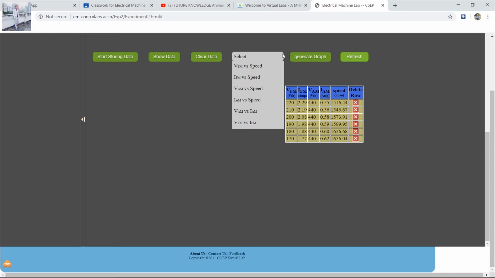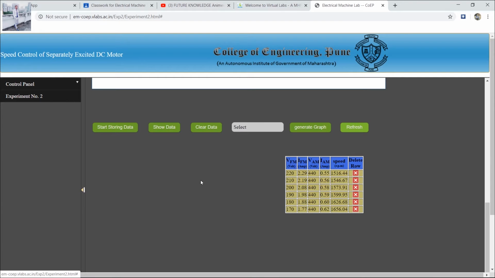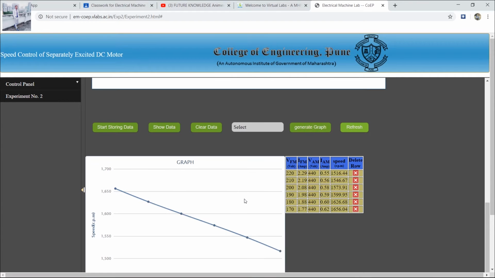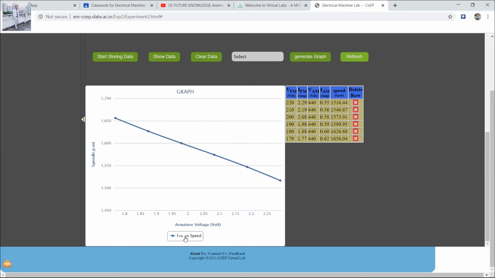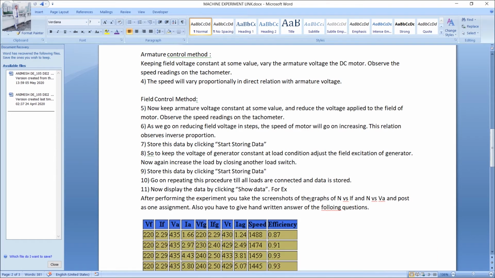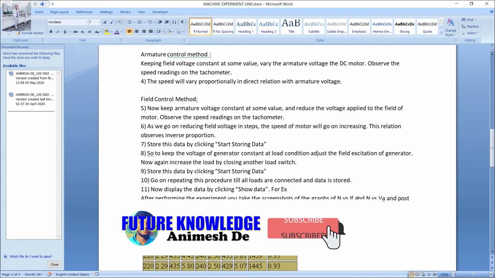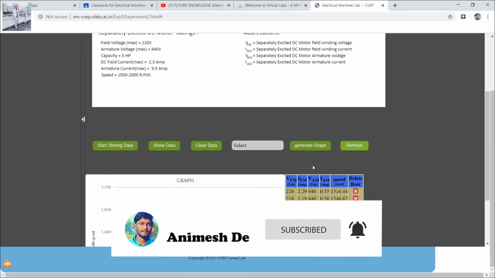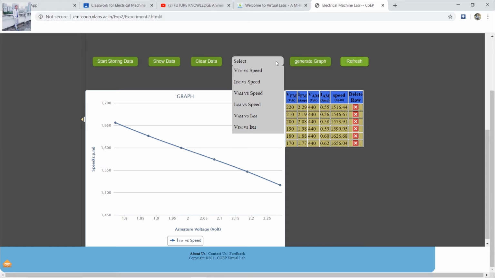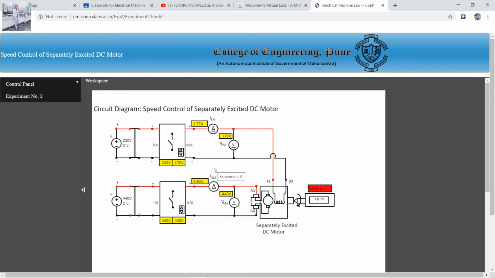Now we draw the graph IFM versus speed, meaning the field current versus speed. Generated graph. You can see the graph of this experiment. Here you can see the horizontal side is armature voltage and the vertical side is speed. Our target was to draw the graph N versus IA and N versus VA. We store the data. Next we generate the graph VA versus speed, VM versus speed. Here you can see the graph of field current versus speed. You can draw the graph by varying the voltage of the field terminal.